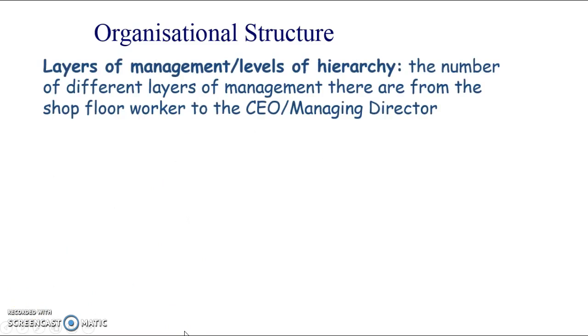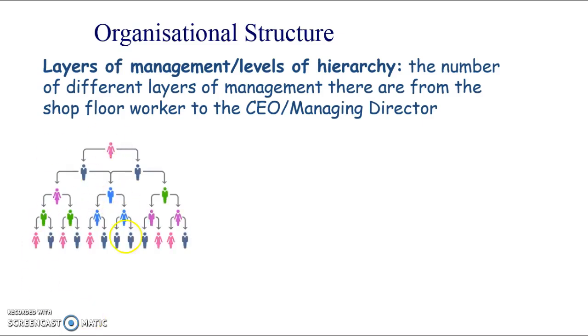So this is a key term: layers of management or layers of hierarchy are the number of different layers of management there are from the person that's at the bottom of the organisational structure to the person that's managing. So here, if I get out my pen tool, sometimes it's a bit temperamental, my pen, it doesn't want to come out. So here we have 1, 2, 3, 4, 5 layers of management or hierarchy to get from the bottom to the top.